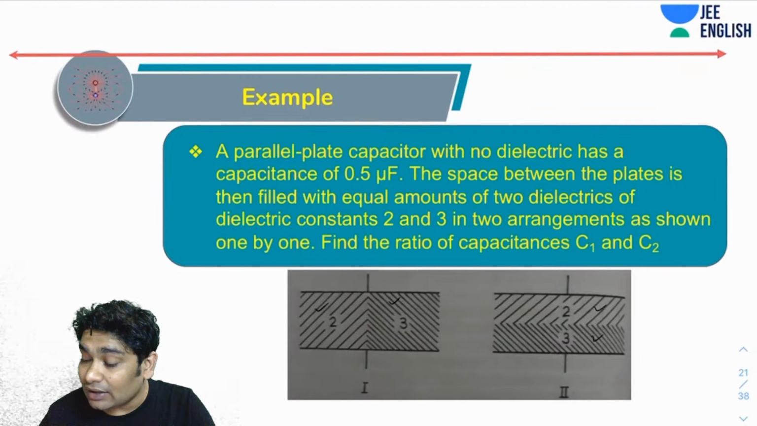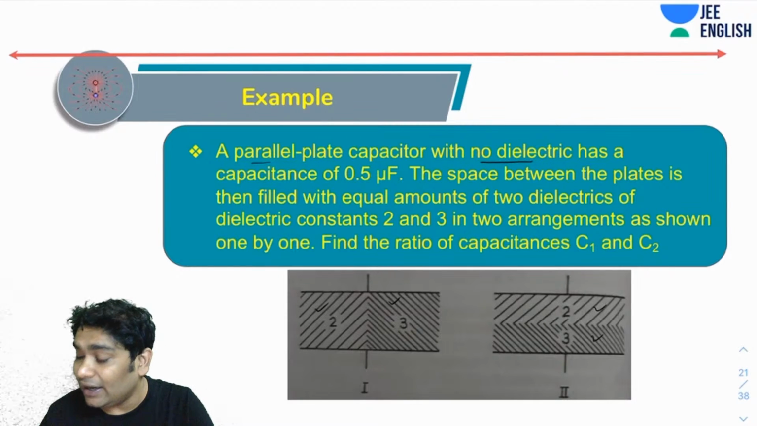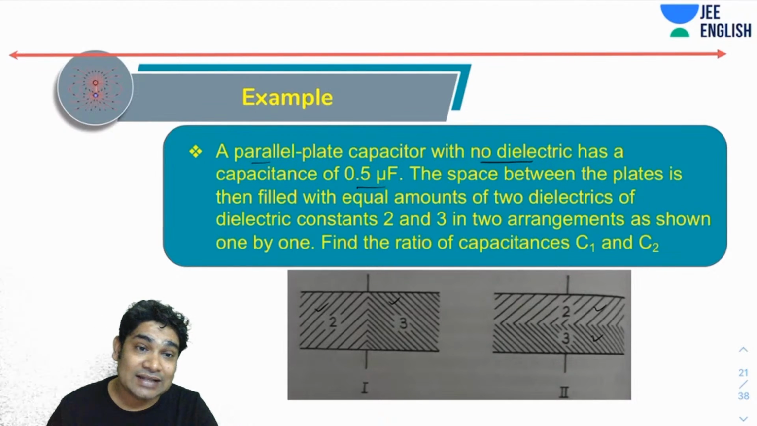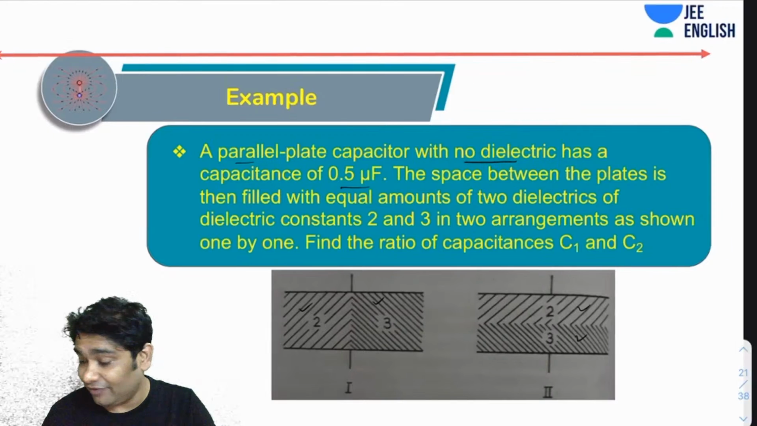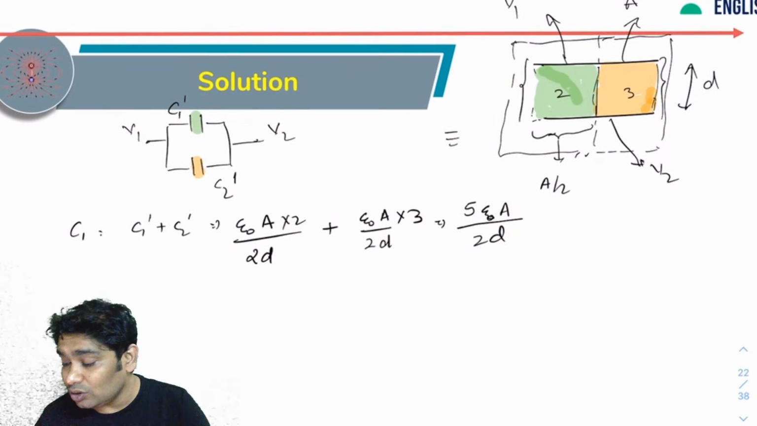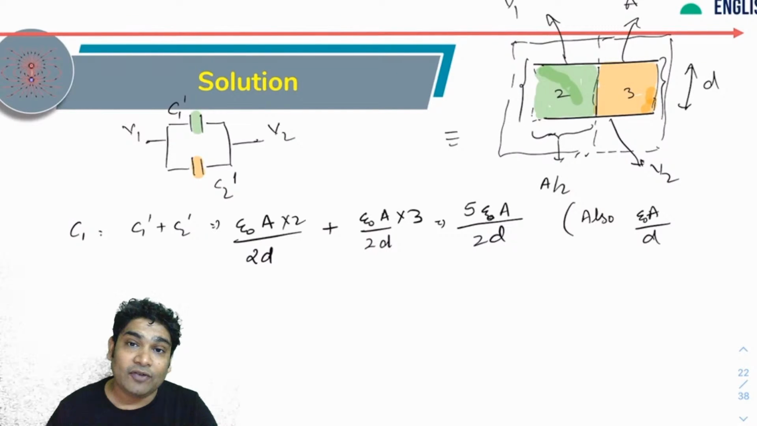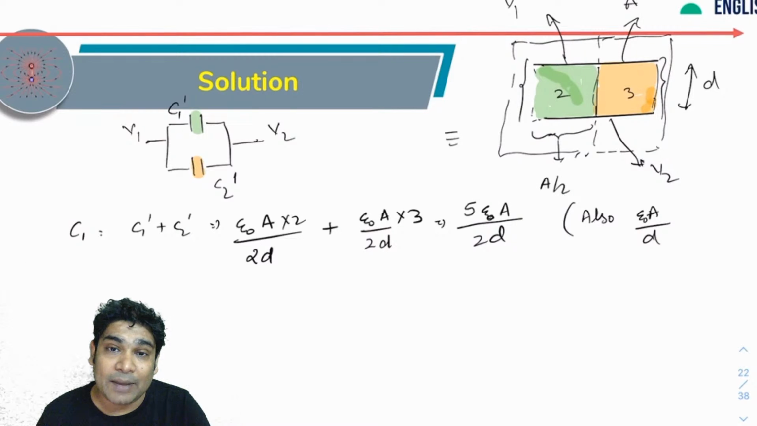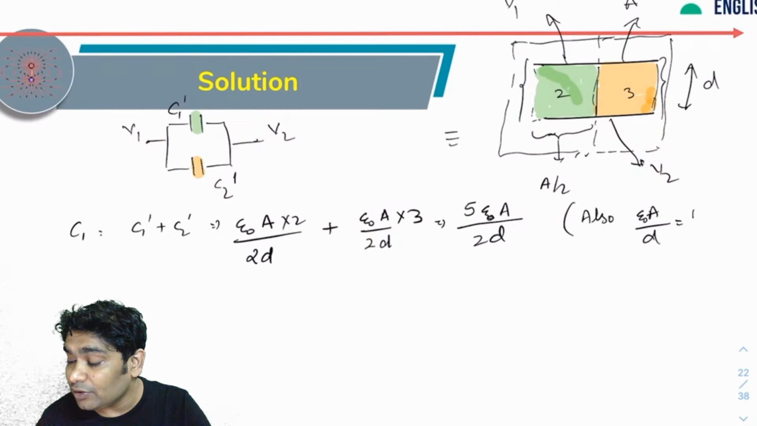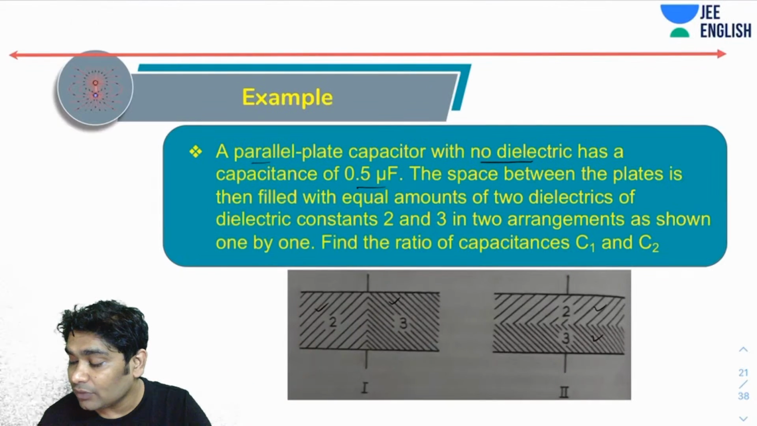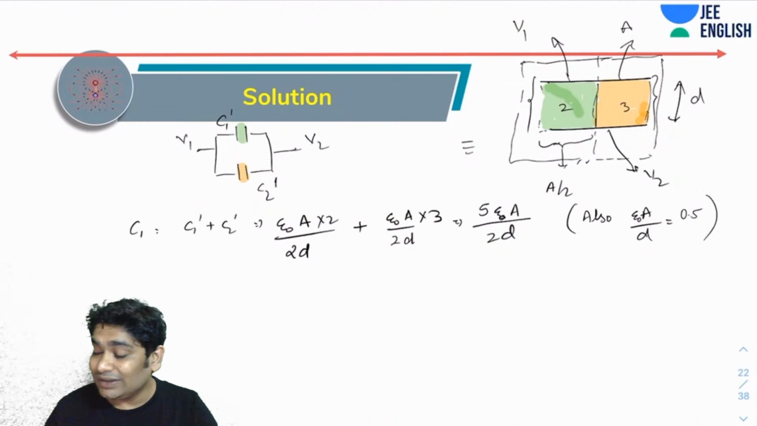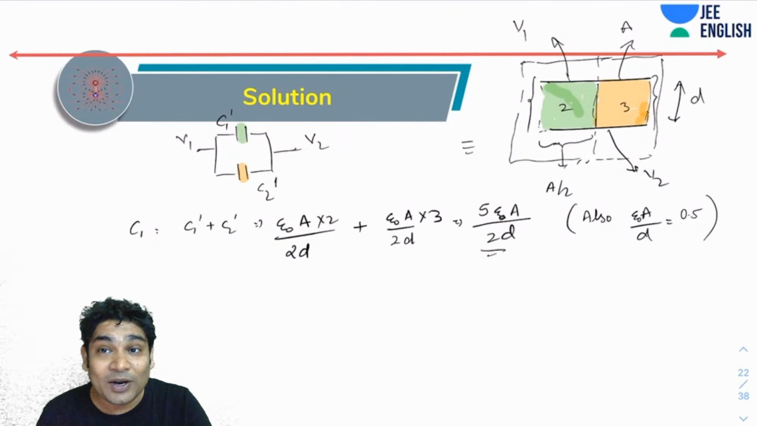You have been told that the parallel plate capacitor with no dielectric has a capacitance of 0.5 microfarad. So you should know that if this was not filled with any dielectric, then this entire capacitor should have had a capacitance of epsilon naught A over D. This was given to you as 0.5 microfarad. So this term is nothing but 2.5 times this. So what will be 2.5 times this?